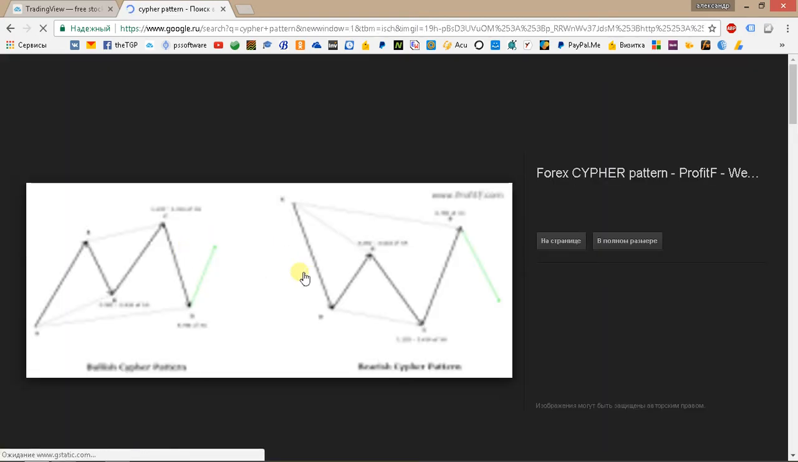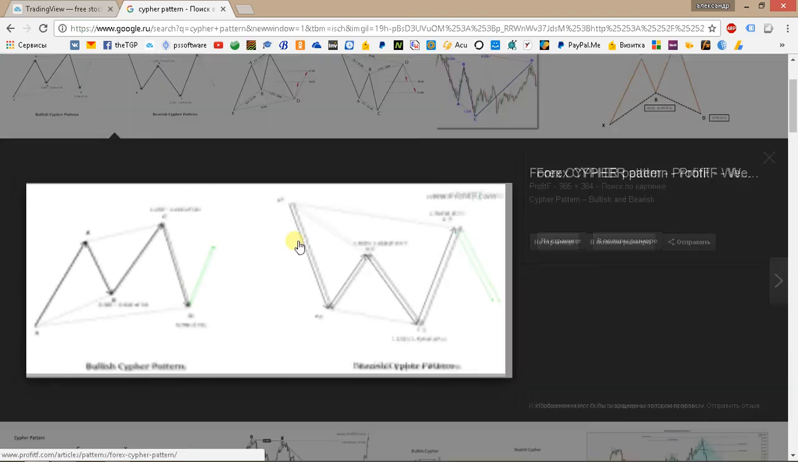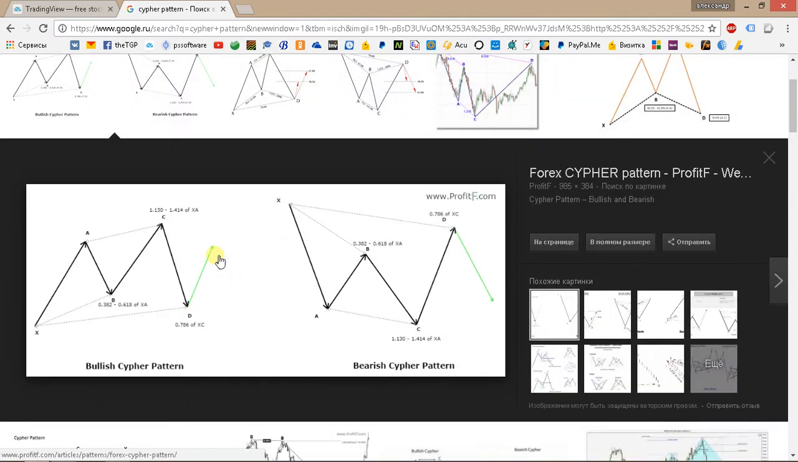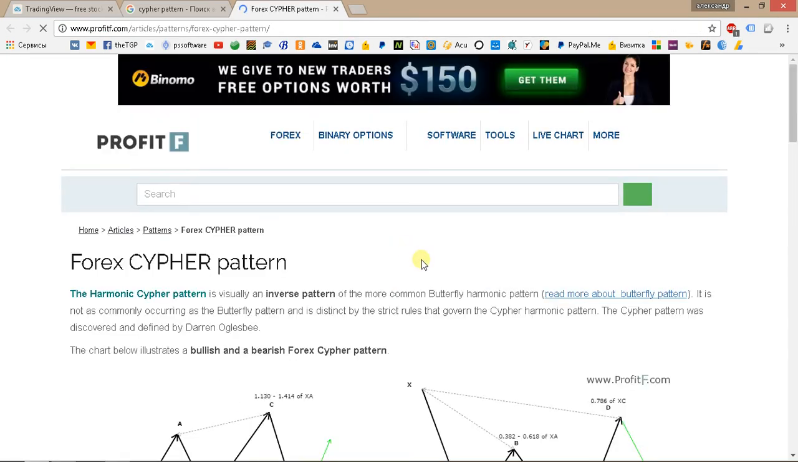The first picture, one of the first pictures in the Google search. Okay, well, what do we have here? We have a picture showing the ratios: B point ratio, C point ratio, and D point ratio. And let's go to that site that provides the information about the cipher pattern. Okay, first, let us read.